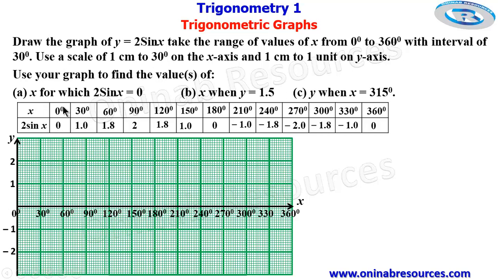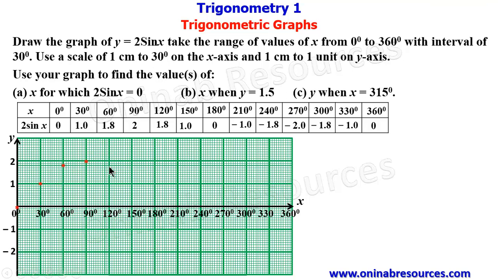So the first point is when x is 0, y is also 0. So we have the point here. When x is 30 degrees, y is 1.0. This is 30, this is 1.0. We mark the point there. For 60 degrees, 1.8. This is 2 lines away from 2. We mark the place here. For 90, we have 2. We have it here. For 120, 1.8.